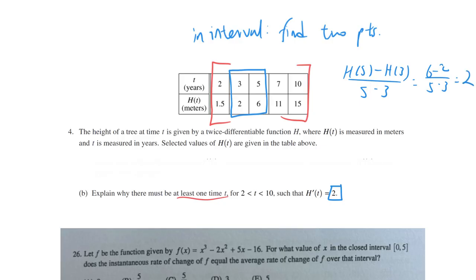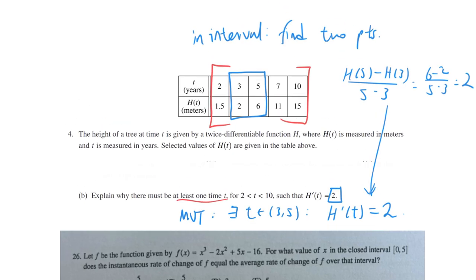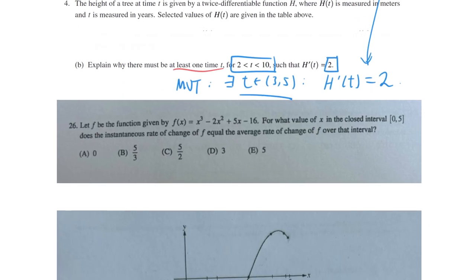right? So we can choose these 2 points, and we can say that the MVT guarantees that there exists a t within (3, 5) such that h prime of t is equal to 2. And you use the calculation from here. Right, and because t is within 3 and 5, t is within this interval, so it satisfies this.